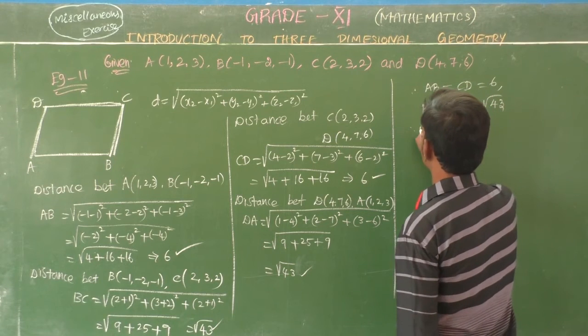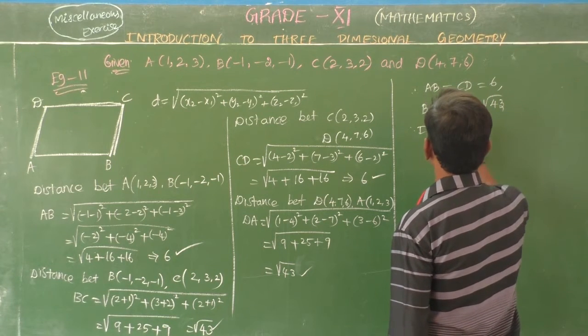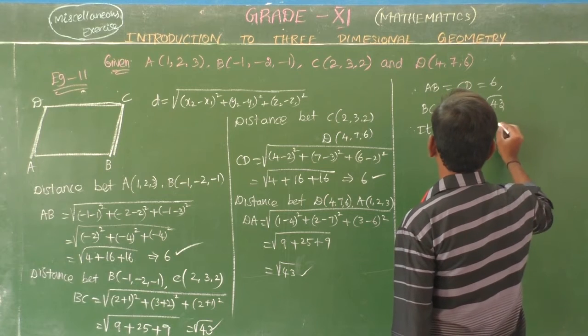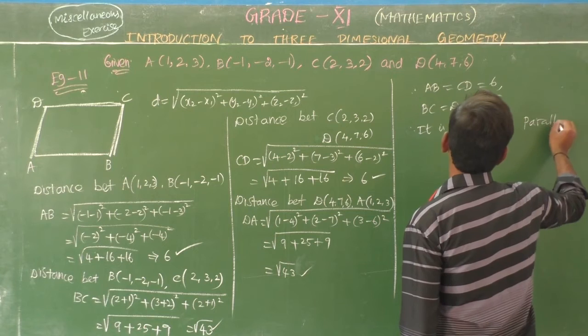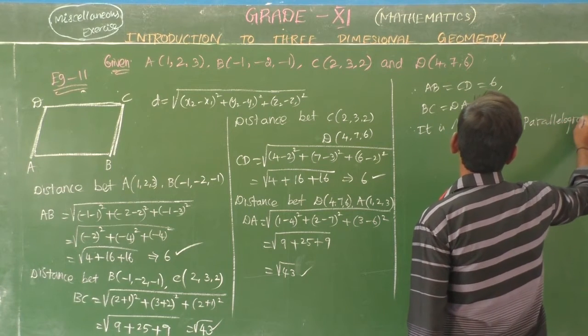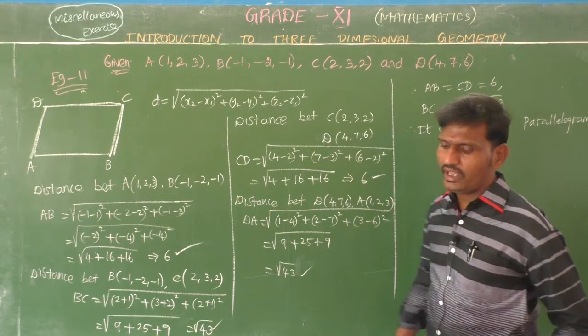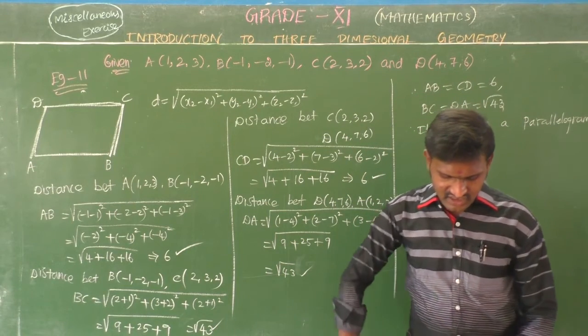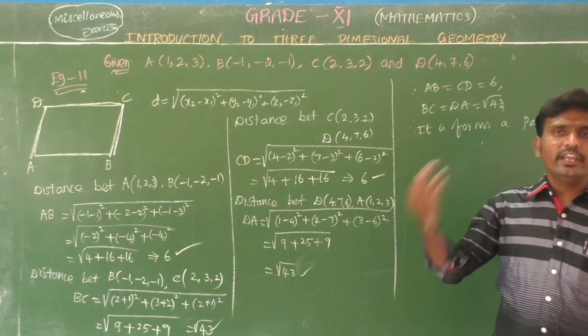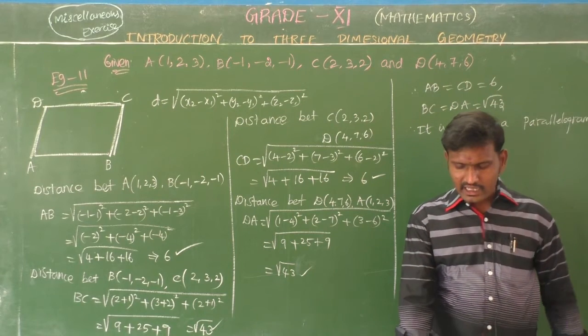So it forms a rectangle. Sorry, a parallelogram first, right? Then only we are going to give the condition for a rectangle. Okay. So first we are proving that it is a parallelogram. Next we need to prove that ABCD is a rectangle.